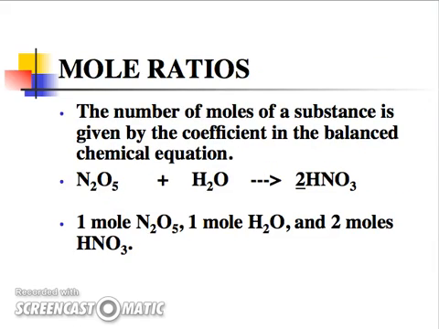We get the mole ratios from the balanced equation. We have to look at the coefficients. So in this equation, for example, you have 1 mole of N2O5 and 1 mole of H2O. That produces 2 moles of HNO3. So you have to look at the coefficients to find the mole ratio.